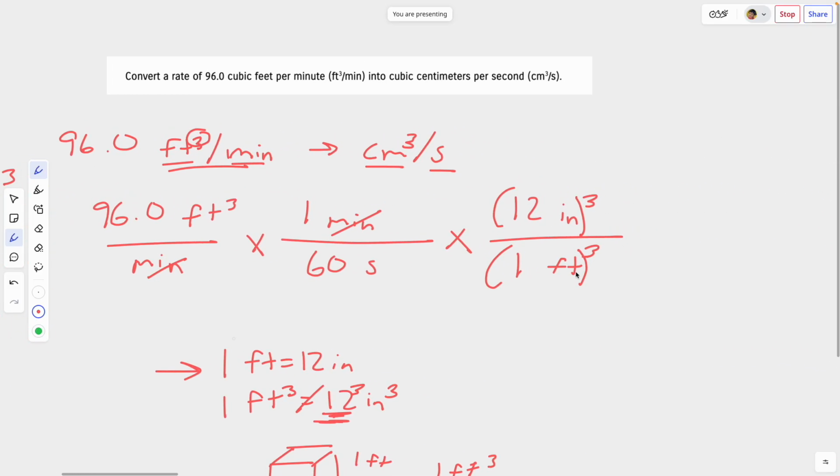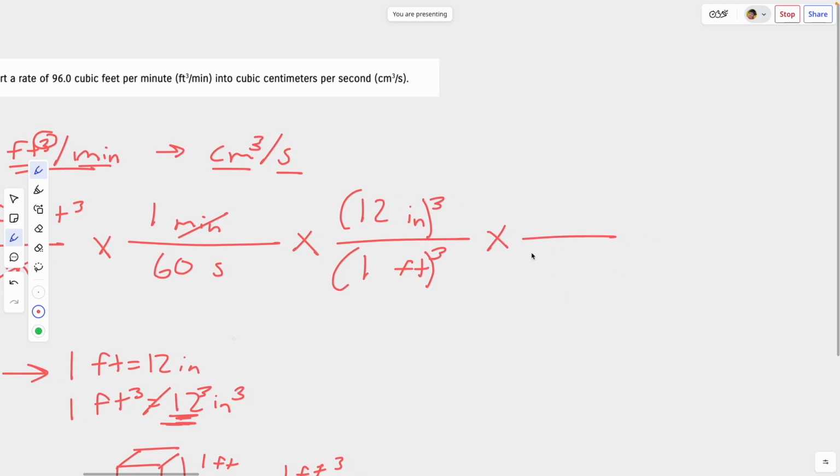So now we've converted the feet cubed into inches cubed. So we're a little closer now because now we know that 1 inch is equal to 2.54 centimeters. So we can do one more conversion factor over here, and this time it'd be 1 inch cubed, and then 2.54 centimeters cubed.